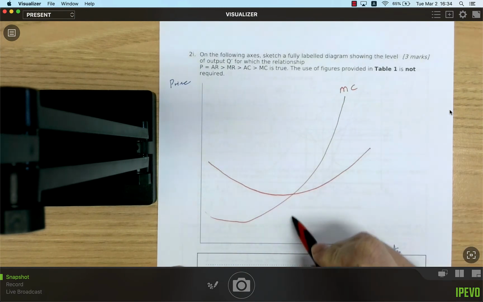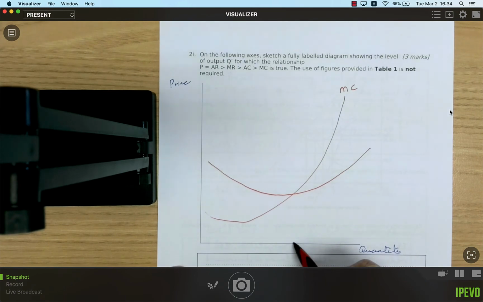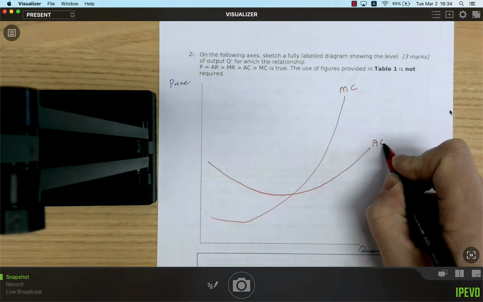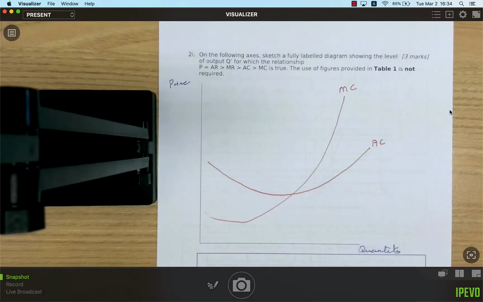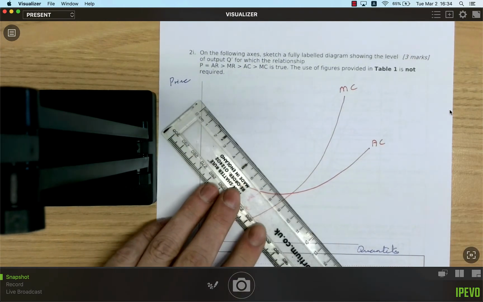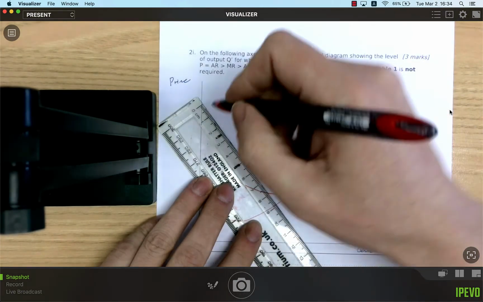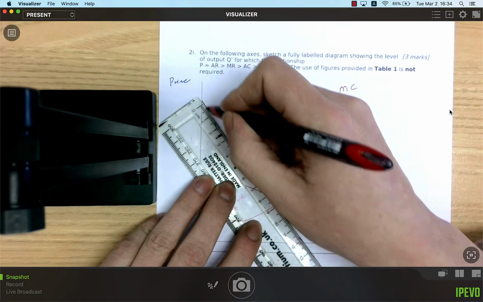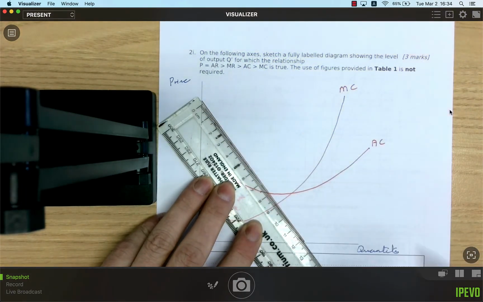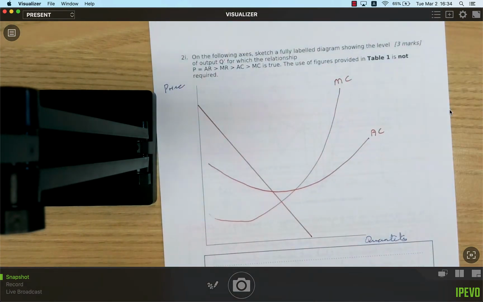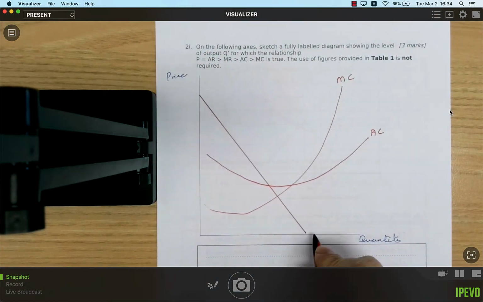That quantity there is productive efficiency, the minimum point of the marginal cost curve. I'm going to call it AC, ATC is fine as well. Now, don't forget, we need our marginal revenue to be lower than those two, so we do something like that, okay? And don't forget, it can go negative, but I'm just not going to do that now. It's not important. Marginal revenue.